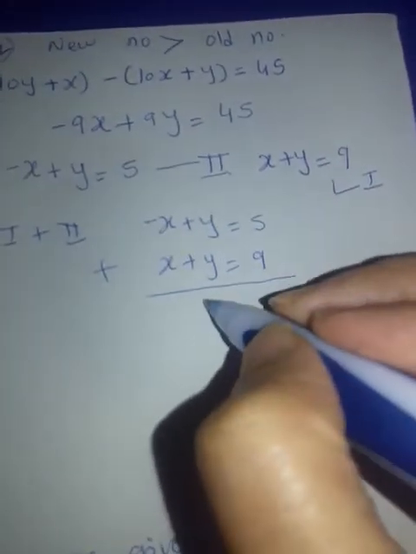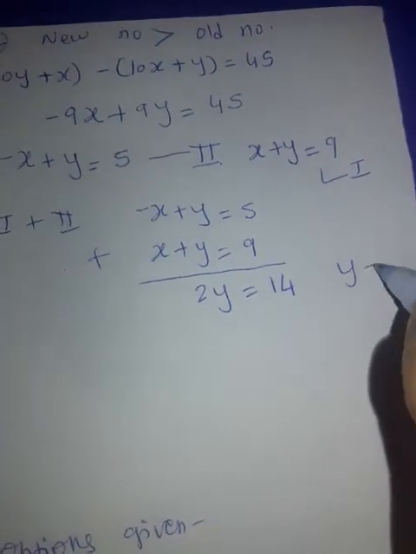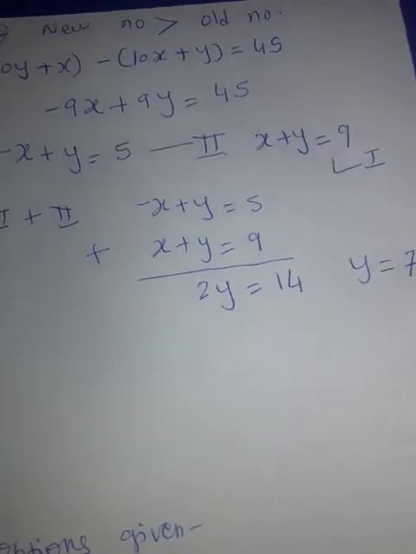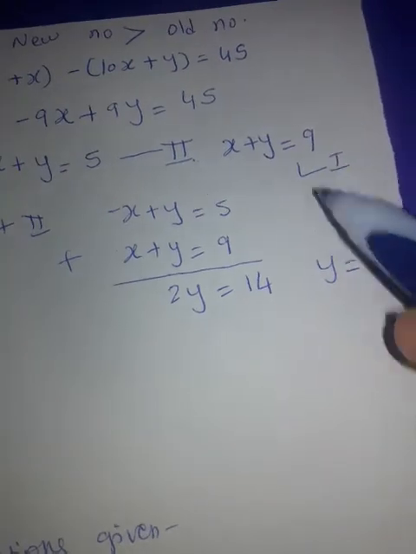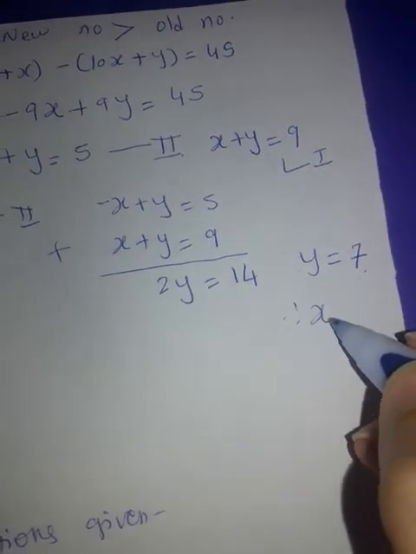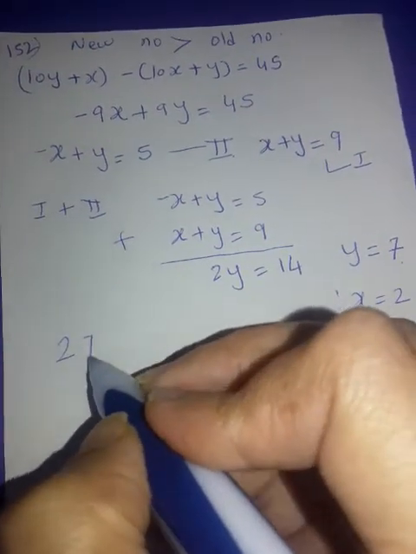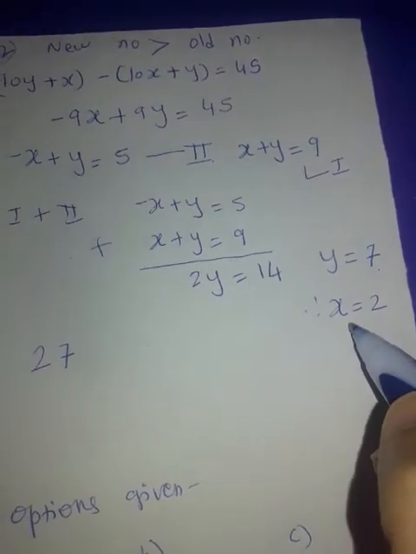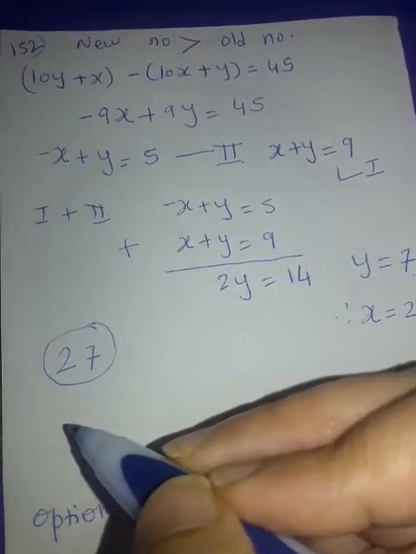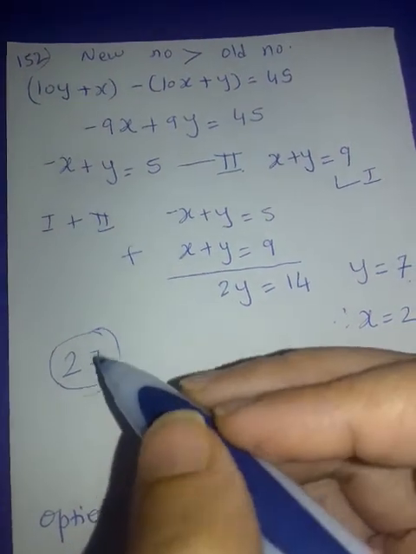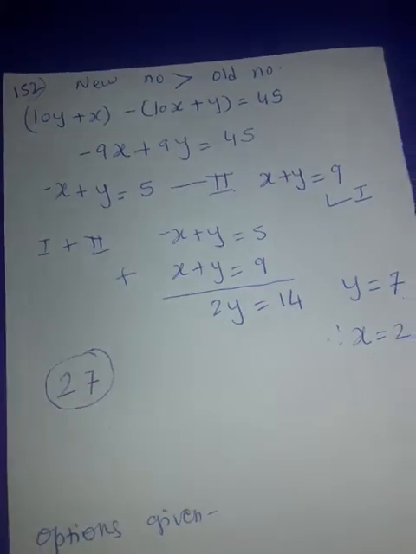X will be eliminated. 2y is 14, so y is 7. When I substitute y equal to 7 here, x plus 7 is equal to 9. So what will be x? X will be 2. So the number will be 27. X is the tens place, units place is y. So the number will be 27, and if I exchange the digits, the number will be 72.